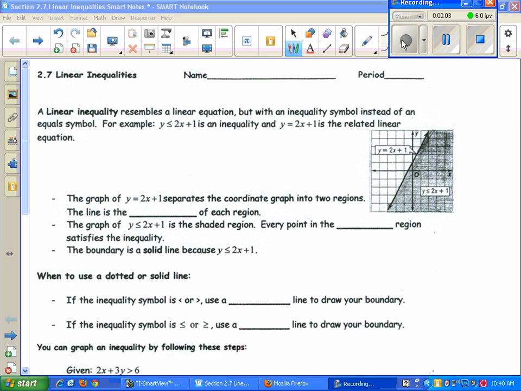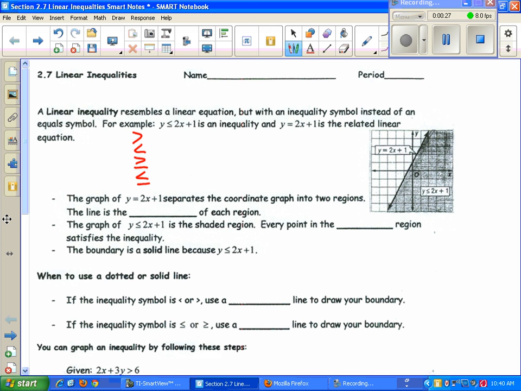Section 2.7, Linear Inequalities. A linear inequality resembles a linear equation, but with an inequality symbol instead of an equal symbol. For example, y is less than or equal to 2x plus 1 is an inequality, and y equals 2x plus 1 is a related linear equation. Remember, inequality symbols are things such as greater than, less than, greater than or equal to, or less than or equal to. The graph of y equals 2x plus 1 separates the coordinate graph into two regions.